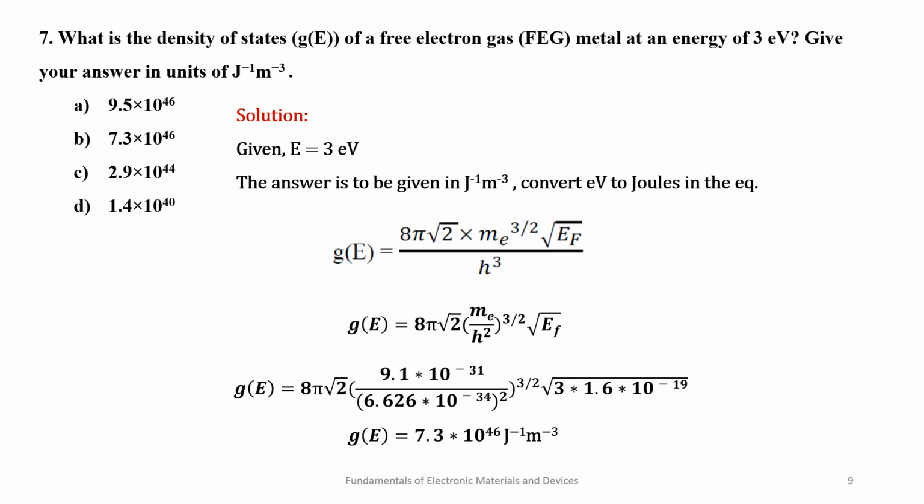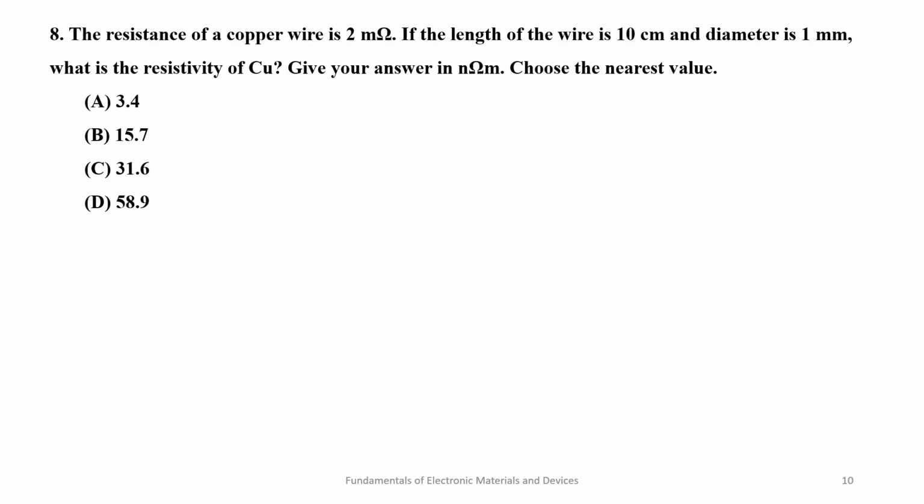Okay, I hope this is clear. Then we can move on to the next question. The resistance of a copper wire is 2 micro ohm. If the length of the wire is 10 centimeter and the diameter is 1 mm, what is the resistivity? Your answer should be in nano ohm meter. So choose the nearest value. Sometimes the value that you arrive at and the values given will have a minute difference, so in that case you'll have to choose the nearest value.